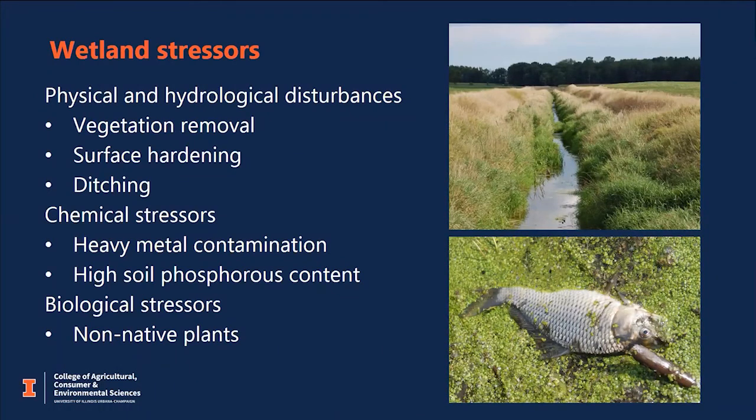In some parts of the country, wetlands were also impacted by chemical stressors, such as heavy metal contamination or high soil phosphorus content. And particularly in the interior plains, of which Illinois is a part, non-native plant species were a major problem in much of the wetland acreage surveyed.